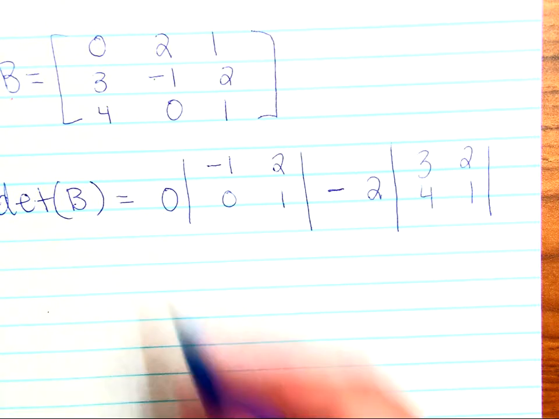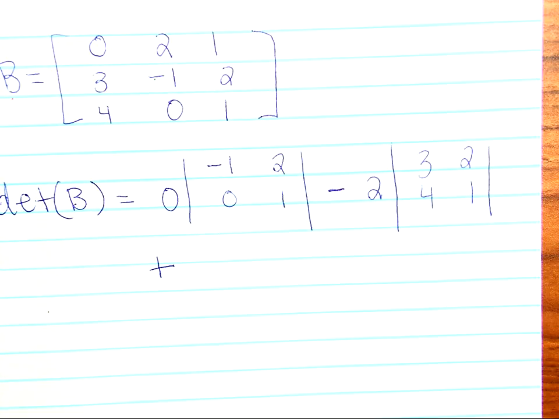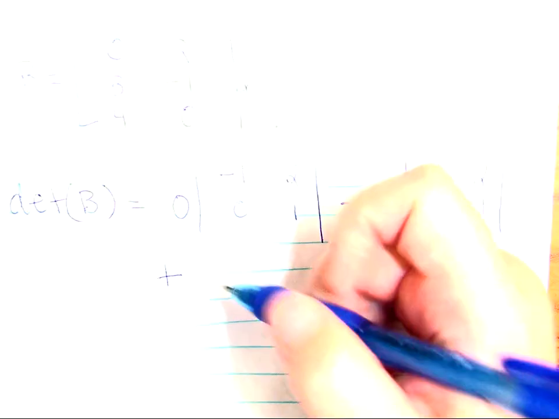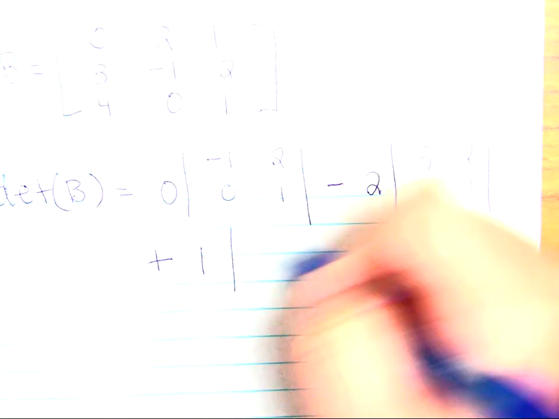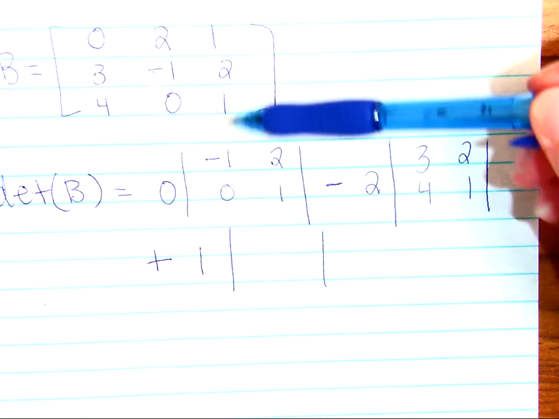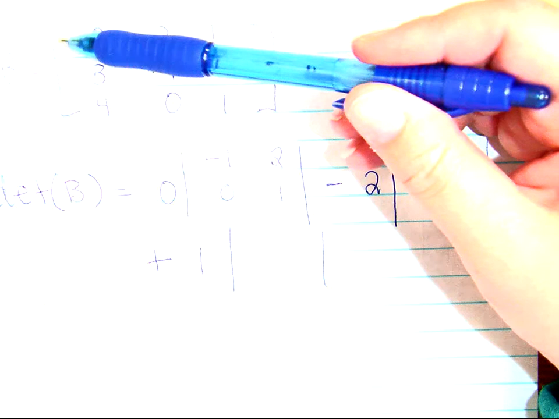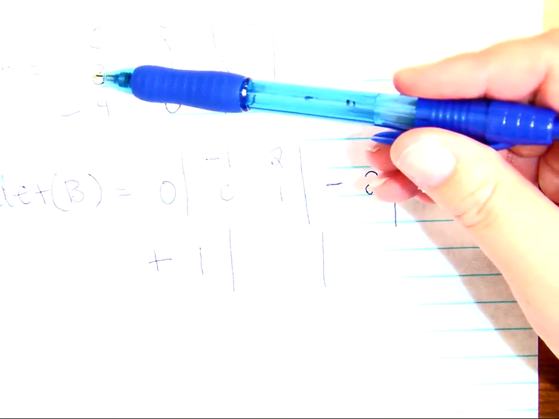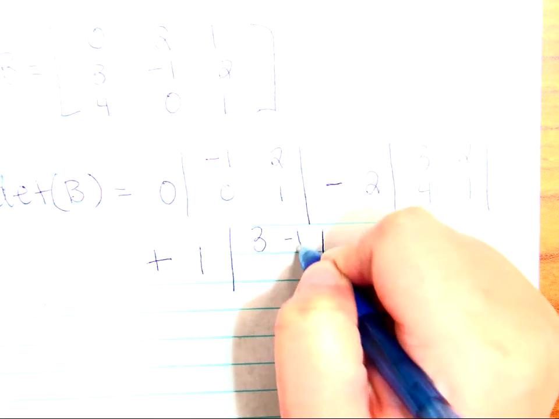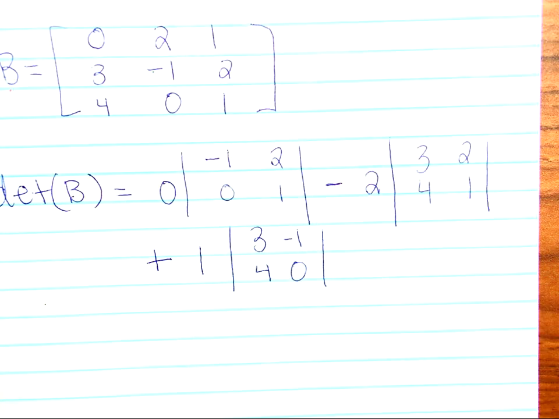And I'm going to add the third column, which is 1 times, what are the 4 numbers I have left over? This column is going to be eliminated. This row is going to be eliminated. So it's going to be 3, negative 1, 4, 0. Okay. Now you just need to go back and calculate the determinants.